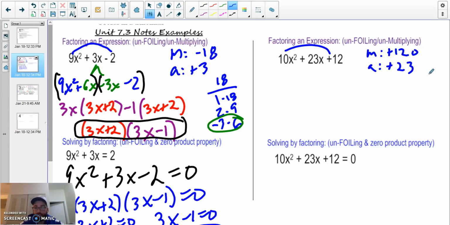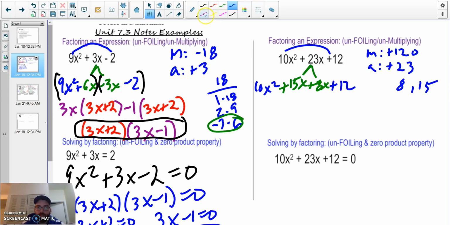This will require a lot of guessing and checking, a lot of thinking about the factors of 120, like 10 and 12, obviously, but keep going. I got 8 and 15. Okay, so my middle term is split into 15x plus 8x. The 10x squared and the 12 are along for the ride.